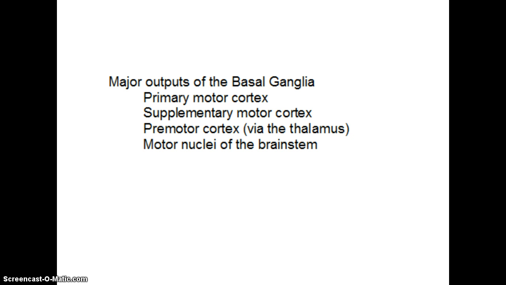Major outputs coming out of the basal ganglia include the primary motor cortex, so we're going to see a lot of communication from the motor cortex into the basal ganglia, and then the basal ganglia going back and talking to the motor cortex to help coordinate complex movement. We're also going to see output to the supplementary motor cortex, the premotor cortex, which is going to help us plan our movements. That'll occur via the thalamus, as well as the motor nuclei of the brainstem.